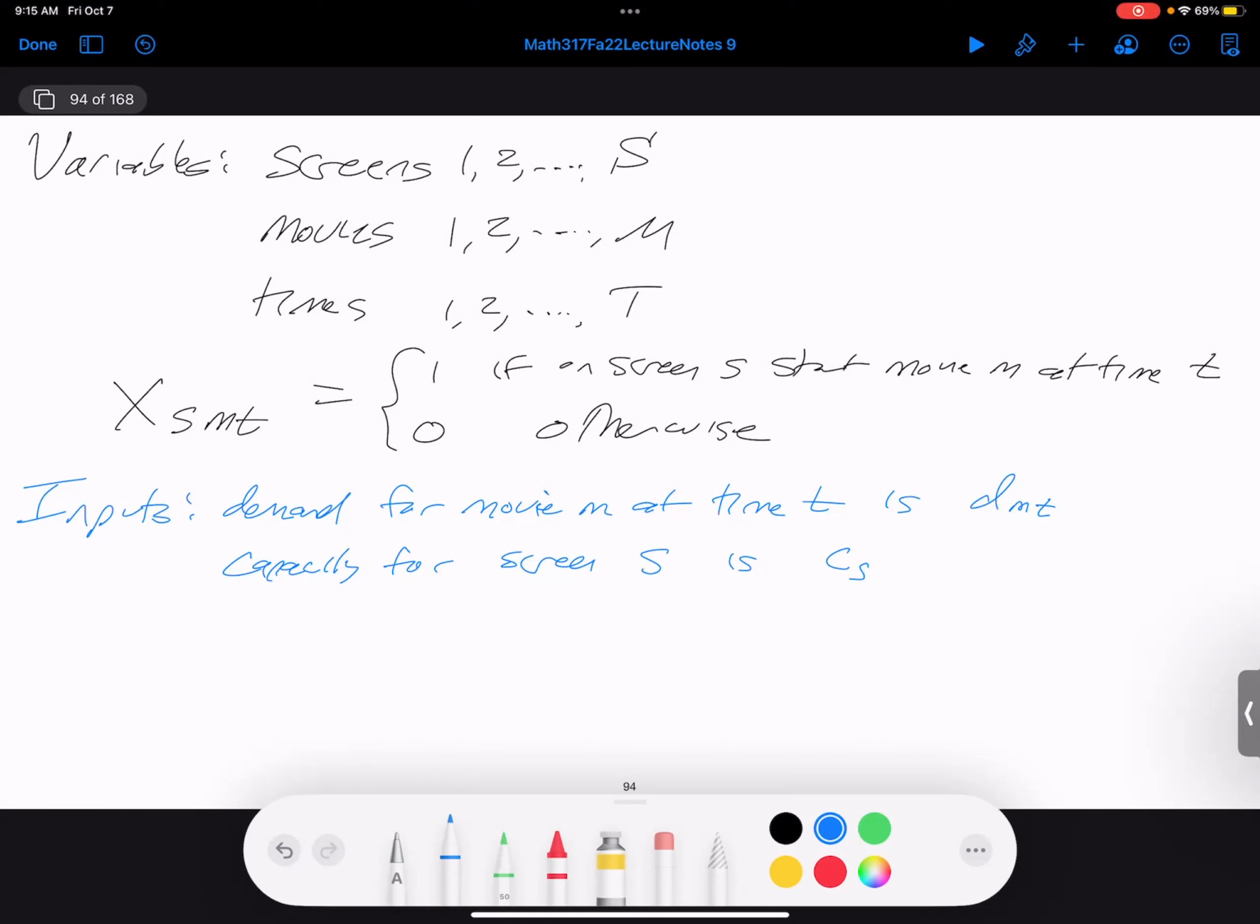Let's keep things simple and let's just have runtime fixed. Runtime of movie M is R sub M. And that's going to be in time units. Okay. Anything else you can think of that we need to know?